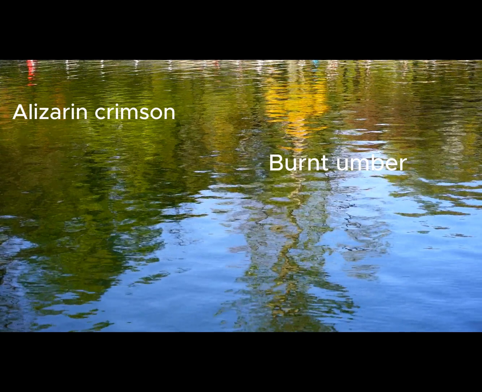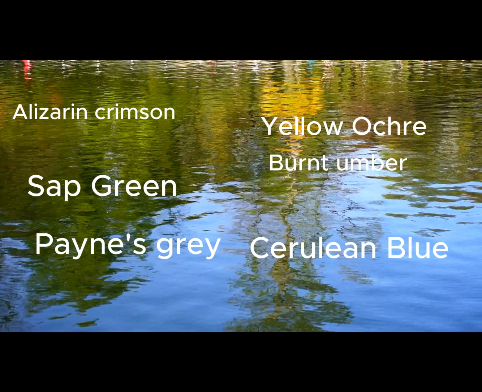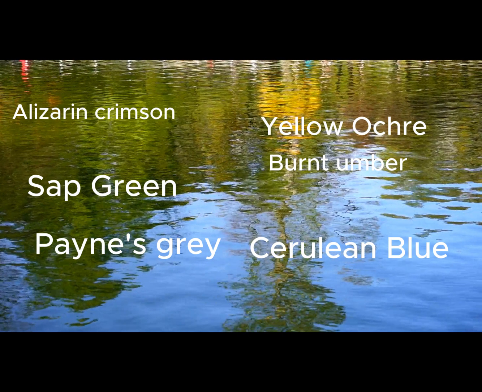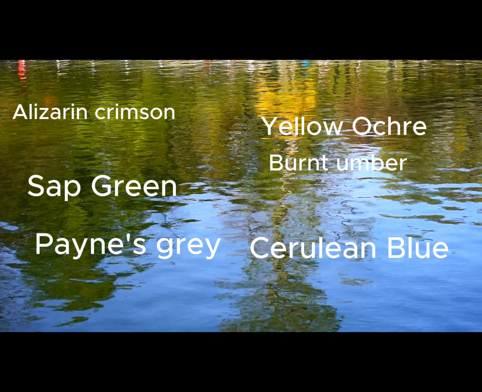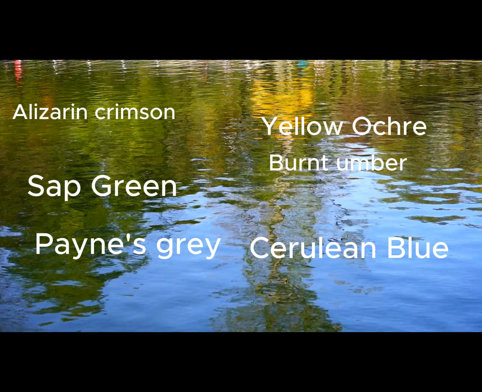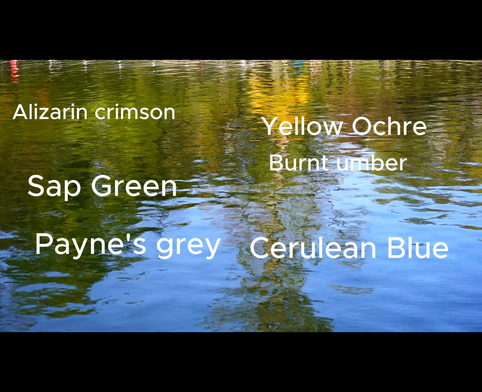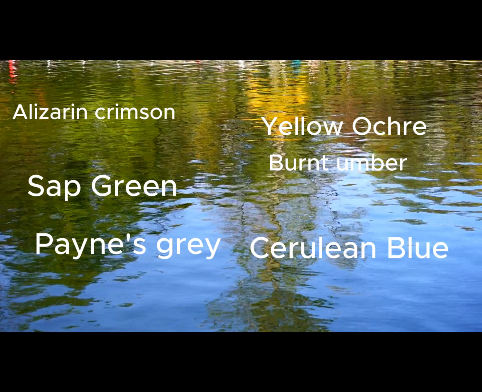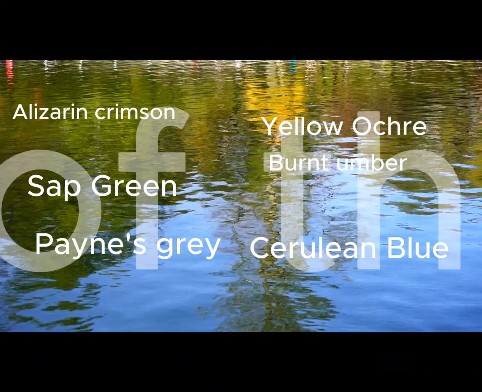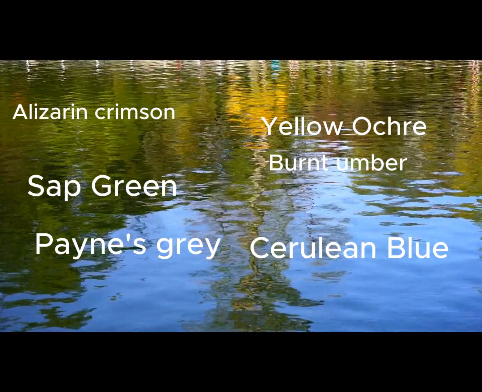While painting landscapes, my usual colors are yellow ochre, burnt umber, sap green, Payne's gray, cerulean blue, ultramarine blue. These colors are more than enough to create any landscape that you like, and these are the colors that I'm going to be using for the painting that follows. And of course, always preserve the white of the paper.